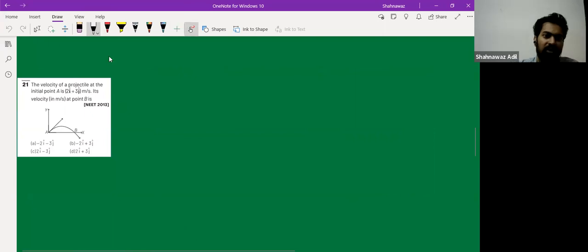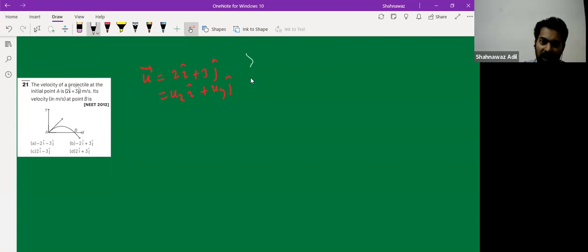So who's going to tell me the answer of this question? The velocity of a projectile at the initial point A is this. So your u vector is given. 2i plus 3j. Right. So this is uxi plus uyj. Okay. Any doubt? No, sir. And it is asking about its velocity at point B. Let's say point here.